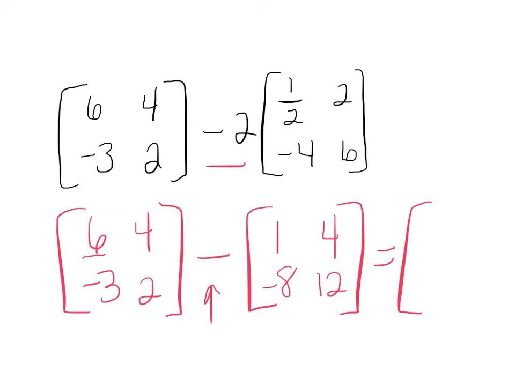6 minus 1 is 5. 4 minus 4 is 0. -3 minus a -8, which ends up being -3 plus 8, which gives us 5. And 2 minus 12 is -10. Okay. So there's our answer in our matrix. Remember, it's still a 2 by 2 matrix, 2 rows, 2 columns.